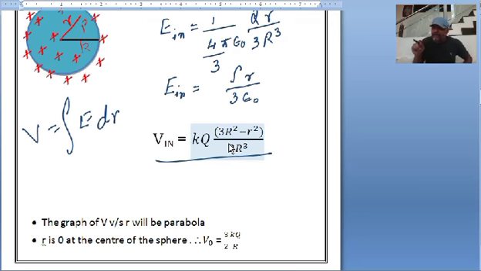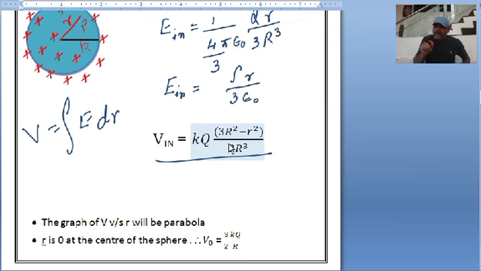So two things you have to remember: the electric field intensity inside the charged non-conducting sphere is given by rho r divided by 3 epsilon naught, where rho is the volume charge density, and the potential at any point inside is given by the equation kQ into 3R square minus r square divided by 2R cube.